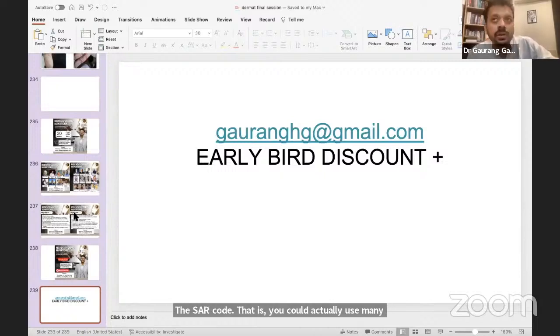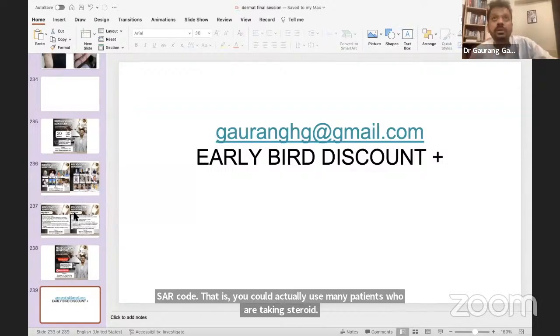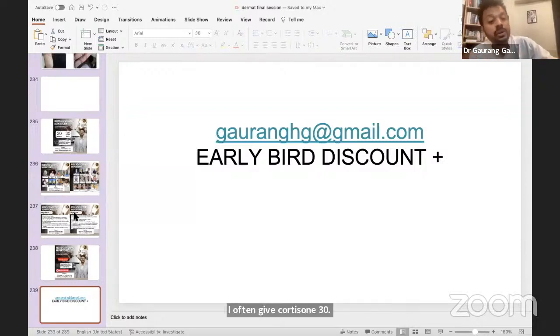I often give cortisone 30. Someone who's taking prednisolone, I give prednisolone 30. Yeah, so you can think about this. Don't get stuck, but think about it as broadening your vision.